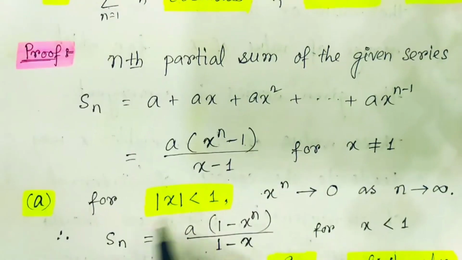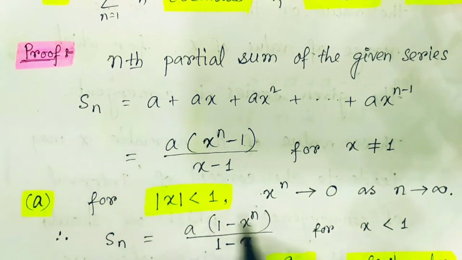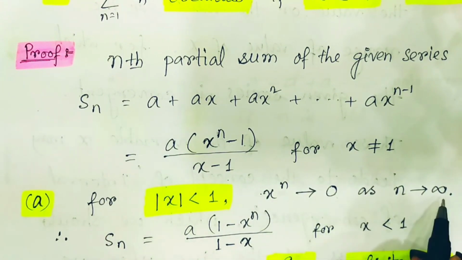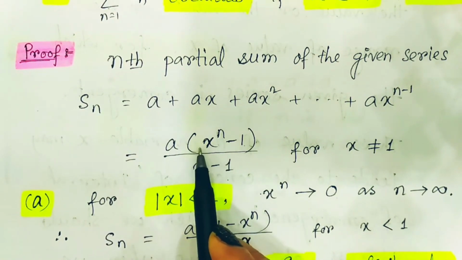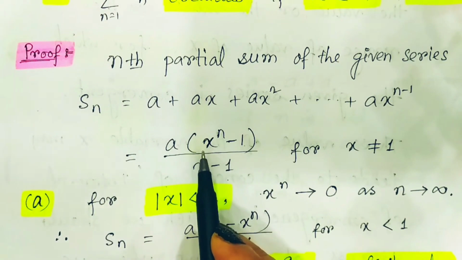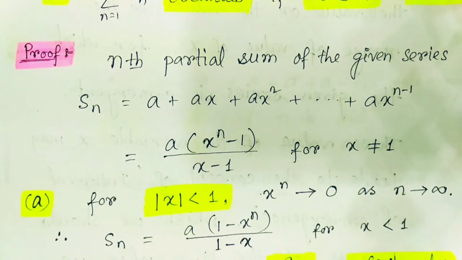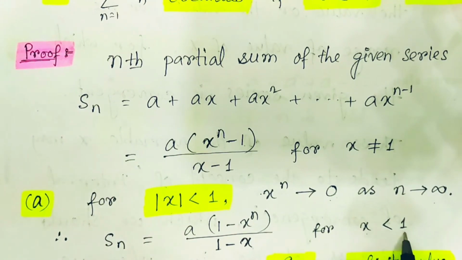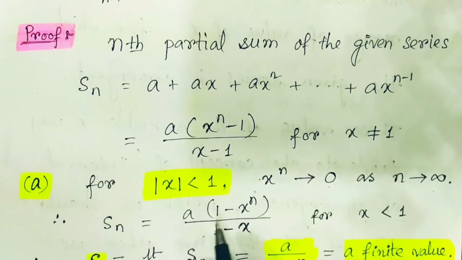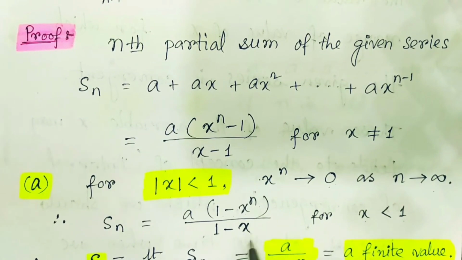Now if x lies in between -1 and +1, then for these values, x to the power n tends to 0 as n tends to infinity. If x is less than 1, suppose it is 1 by 2, then its power gradually decreases, so it tends towards 0 as n tends to infinity. Again, if x is less than 1, this formula we should write as a into 1 minus x to the power n divided by 1 minus x.